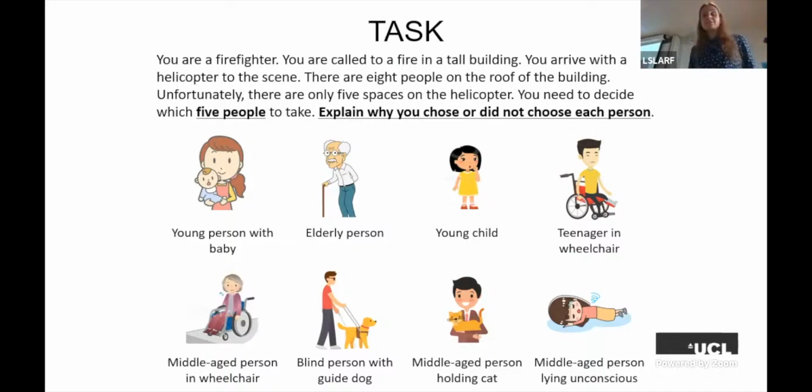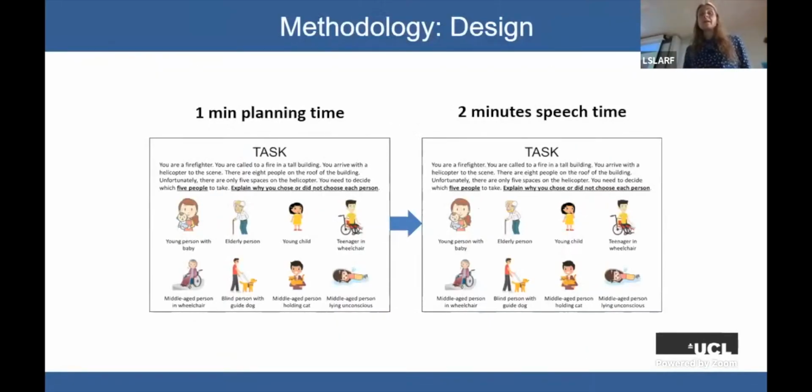Here's an example of one of the tasks we asked them to engage in. Imagine you're a firefighter, you're called to a fire in a tall building, you arrive with a helicopter, but there are 8 people on the roof and you can't take everybody. For those of you who are language teachers, the typical desert island scenario, but now on the top of a building. And then we had people with different characteristics and people had to make a choice which 5 people they would take. They had 1 minute planning time, and then they had 2 minutes for the actual speech performance.